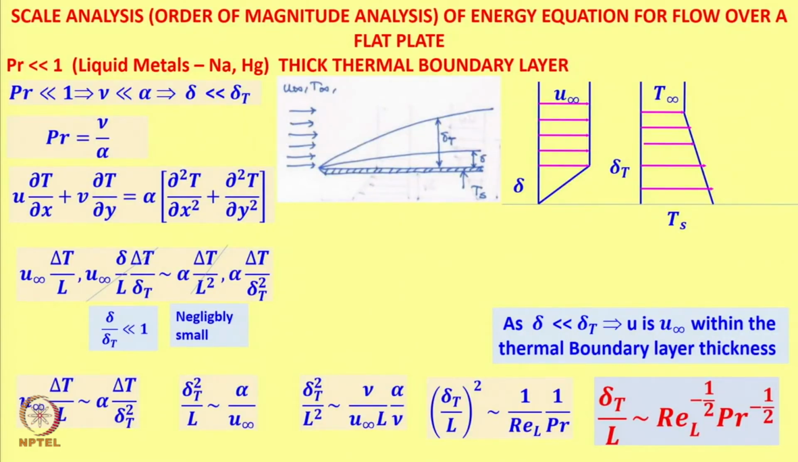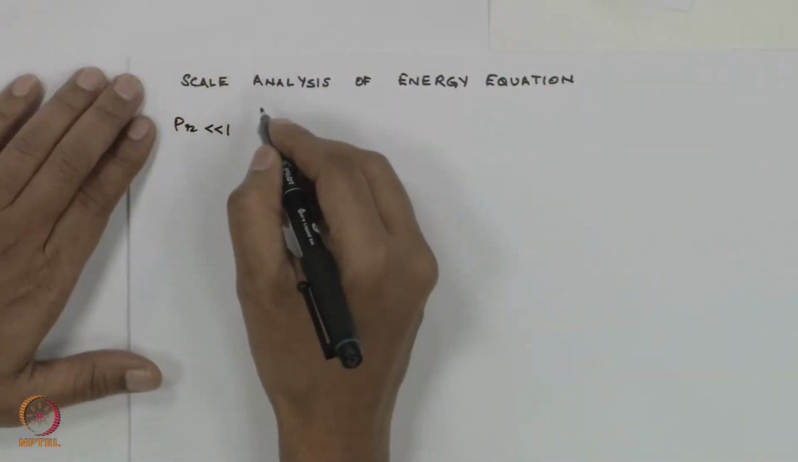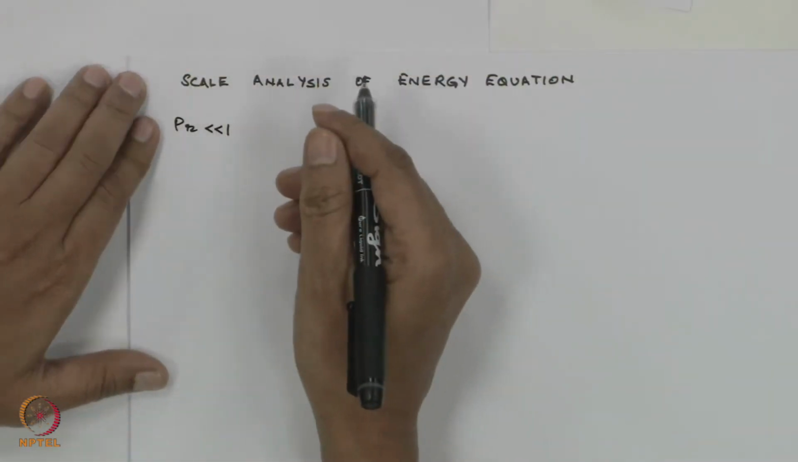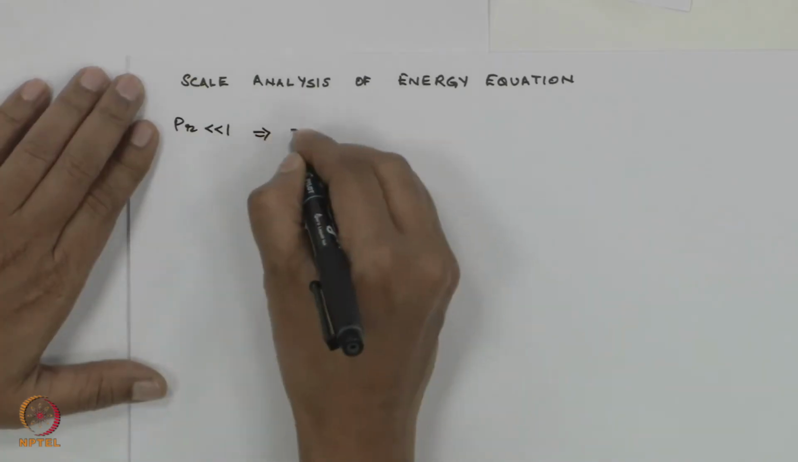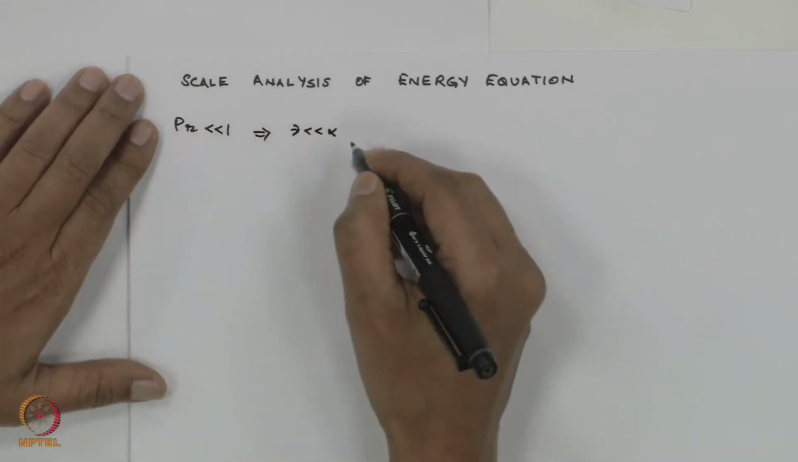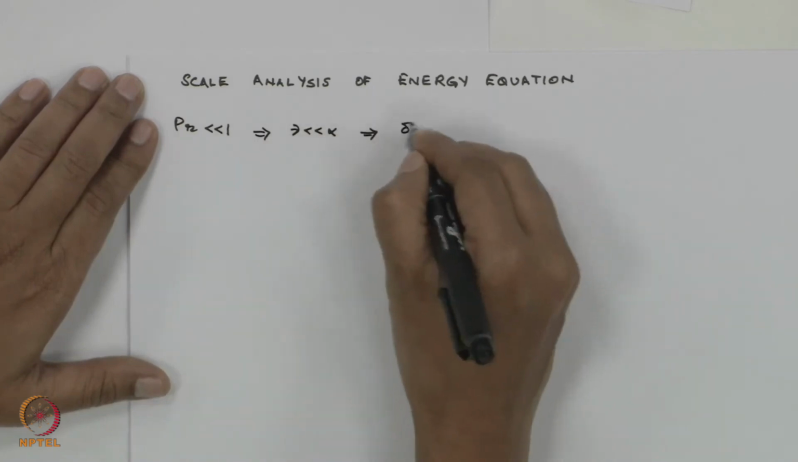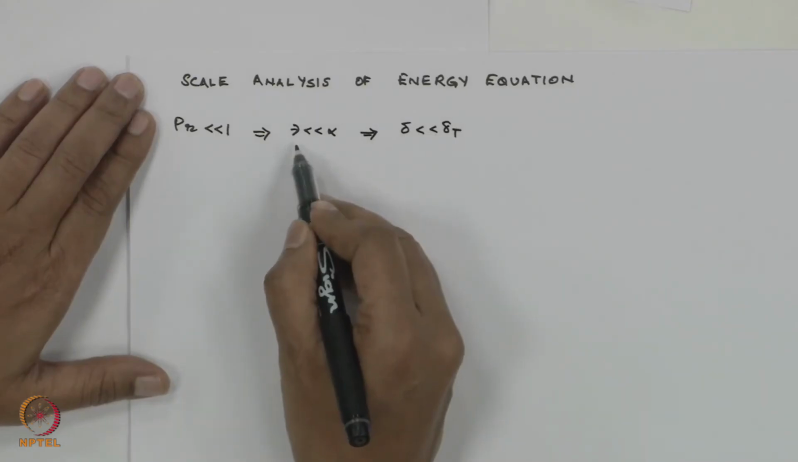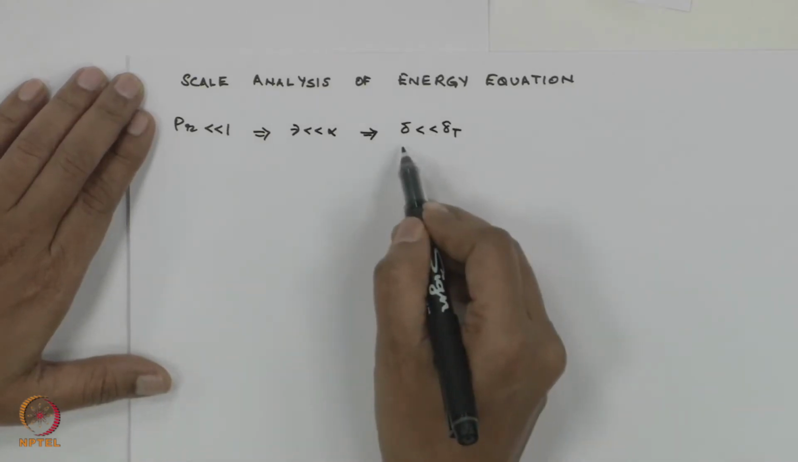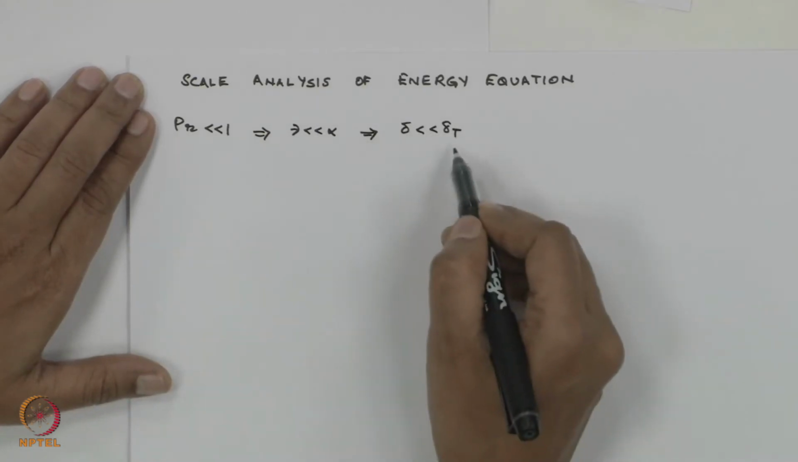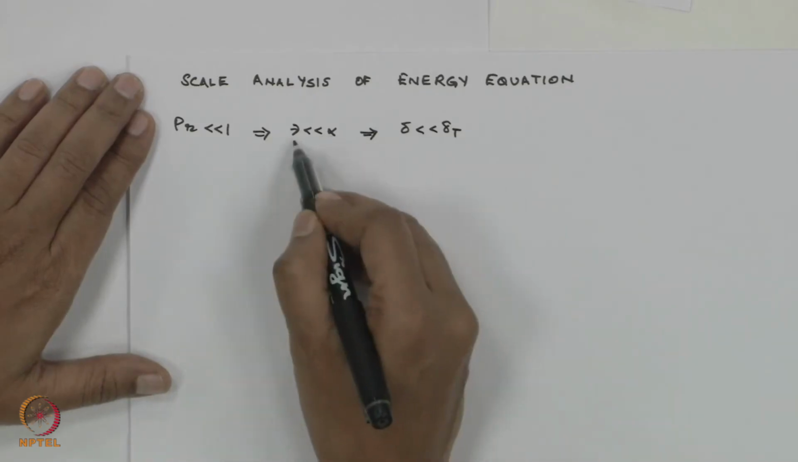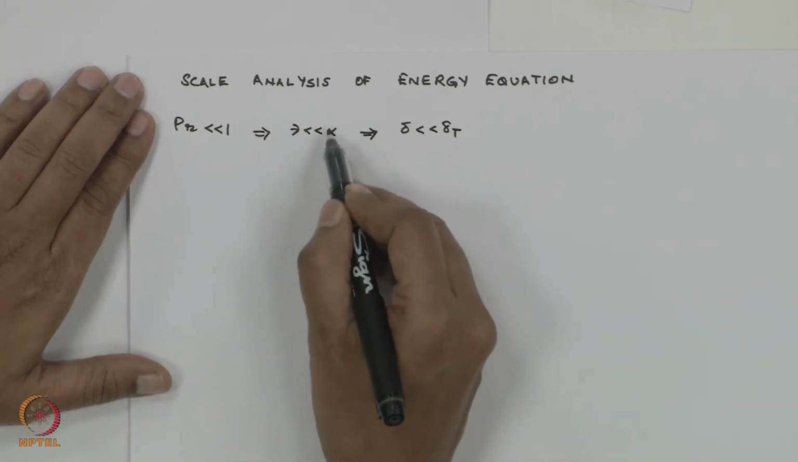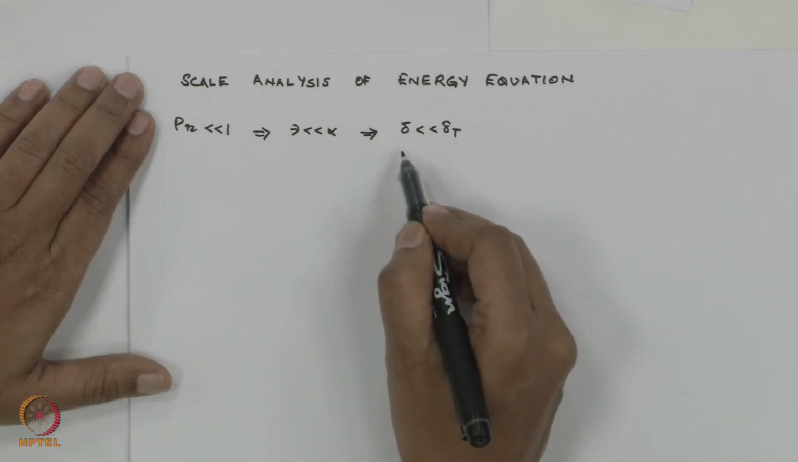So if we get back to the write-up, that is Prandtl number less than 1, which is liquid metal, that is sodium or mercury, implies nu is less than alpha, which implies that delta is less than delta t. I said nu means momentum diffusion. Momentum diffusion is going to decide delta. Alpha is going to decide delta t. So alpha is greater than nu means for longer lengths this alpha can diffuse. That's why delta t is greater than delta.